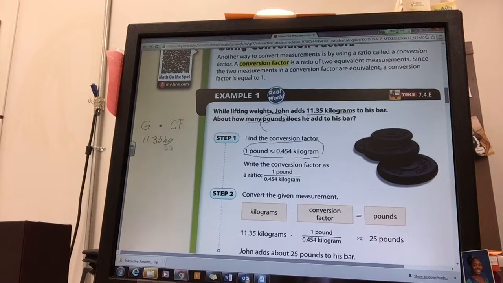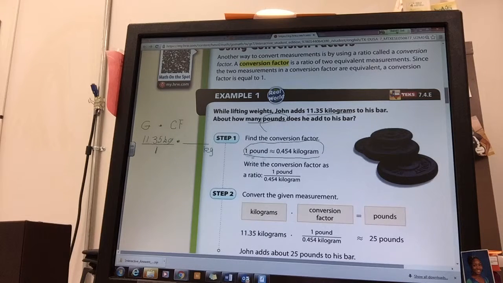So I have kilograms here. I'm going to multiply it times my conversion factor. So what we're going to do is we're going to put this over 1. We're going to make it into a fraction. And we're going to put this into a fraction. Kilograms is on top here, so we're going to want it on bottom over here. And the reason why is, in a little bit, they're going to cancel out.